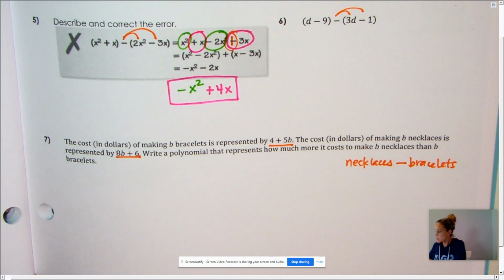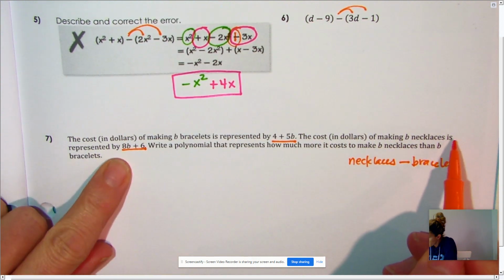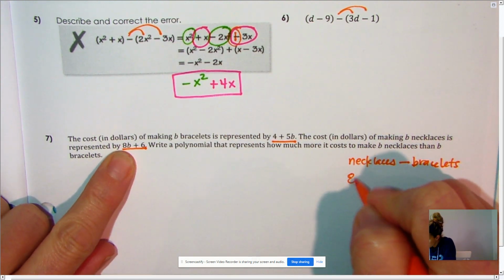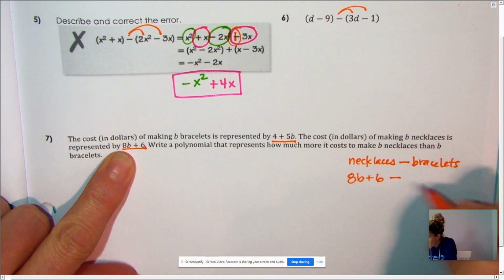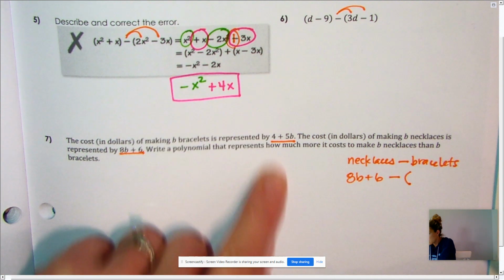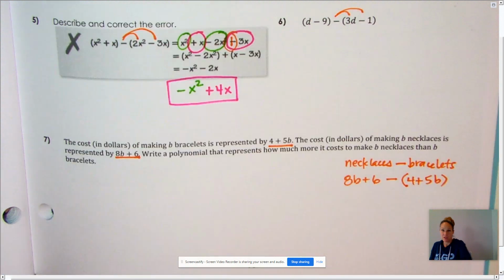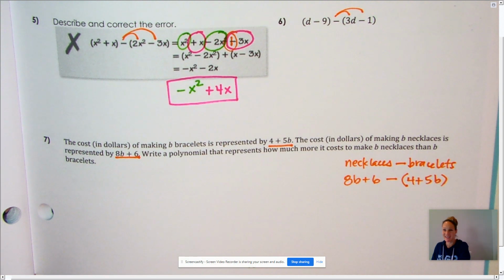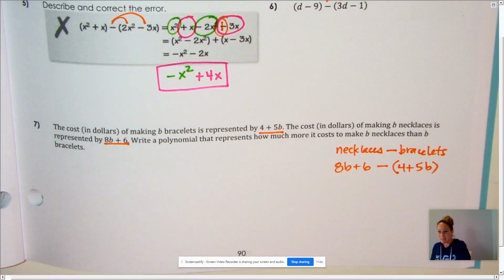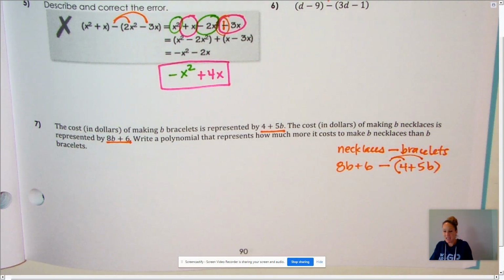Okay, so what we're going to do is we're going to see, well, how much do necklaces cost? Necklaces cost 8b plus 6 to make, but then I have to subtract how much bracelets cost, and they cost 4 plus 5b to make. Okay, well, I can't leave it like that. I don't know why I wrote all the way on the right side of my paper. You could put it in the middle here where it's actually an appropriate place to put it. And then we're going to subtract. So we need to distribute the negative to both of those.